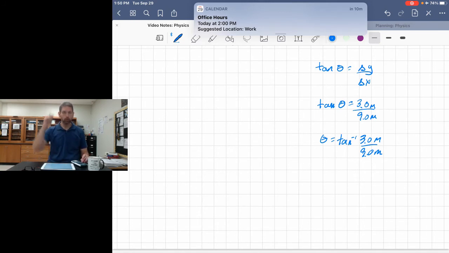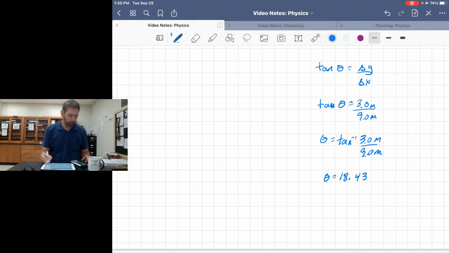And so you just hit your function button, the second button, so that you can go up to that. All right, so we're going to go second tangent. Oh, I'm sorry, I hit sine by accident. Second tangent, and then we've got 3 divided by 9. That gives us theta is 18.4349 and a whole bunch of other numbers.